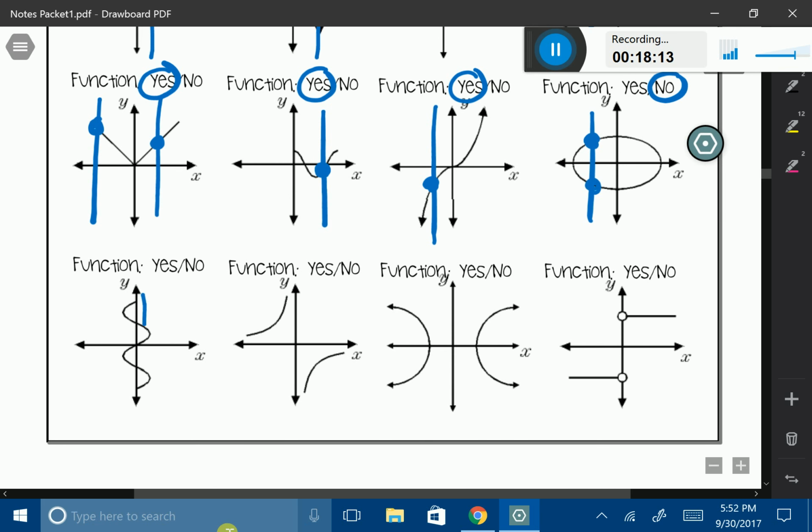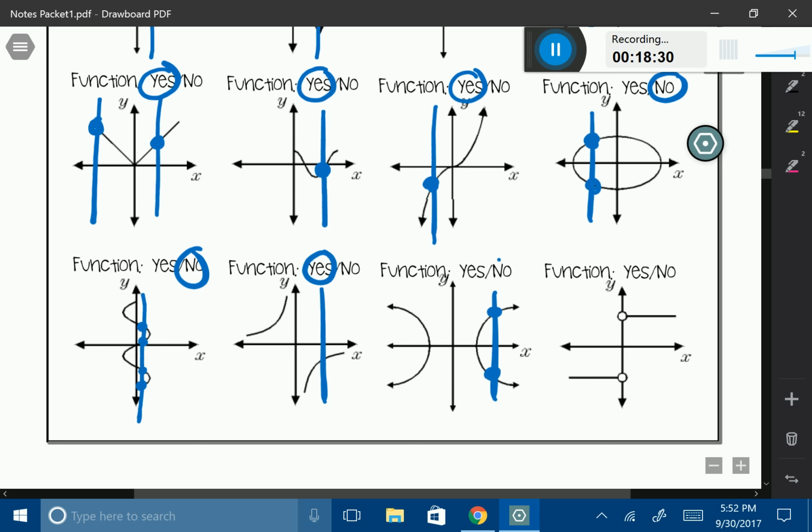See what I see? This actually crosses it 4 times. This is definitely not a function. How about this one? This one looks like a function. How about this one? That's twice, not a function. Now this one's kind of unique.